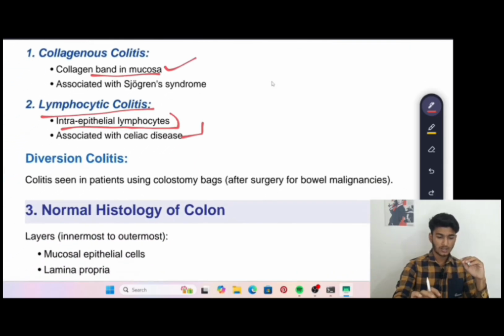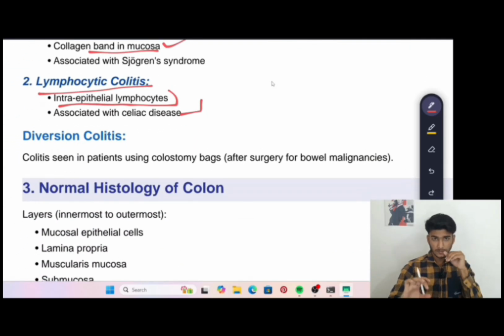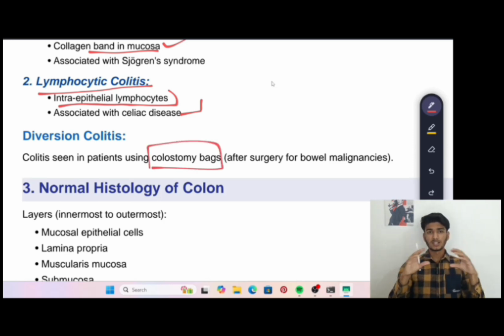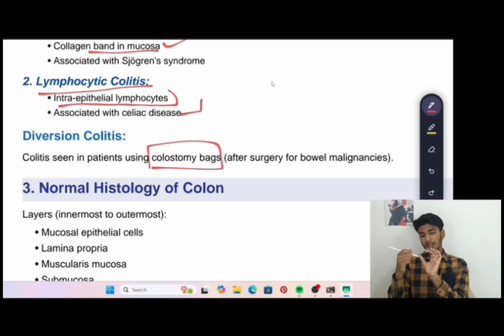After that, the divergent colitis. What is divergent colitis? It basically occurs in patients who have a colostomy bag. What is a colostomy bag? Imagine if you have a full intestine where the proximal part and the distal part are affected, but the proximal part is fine. The distal part might have bacterial overgrowth or ulcers, but the proximal part is good. So we will make a cut section.